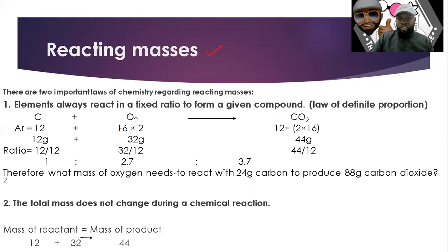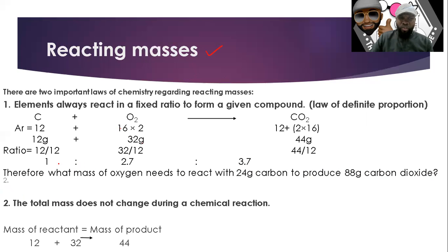Therefore, what mass of oxygen is needed to react with 24 grams of carbon to produce 88 grams of carbon dioxide? So that's a question for us here. What mass of oxygen is needed to react with 24 grams of carbon?